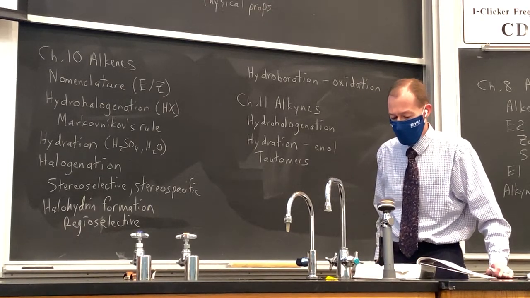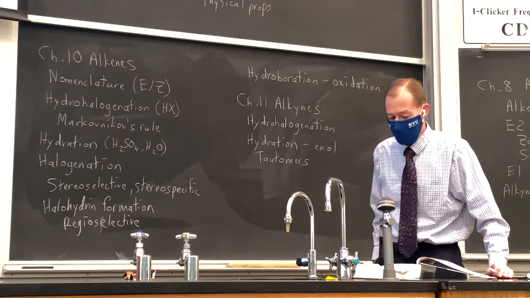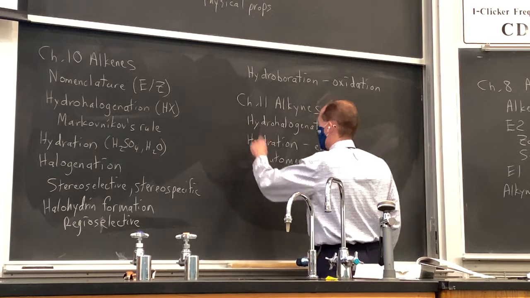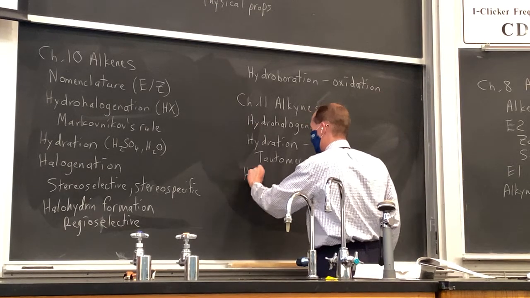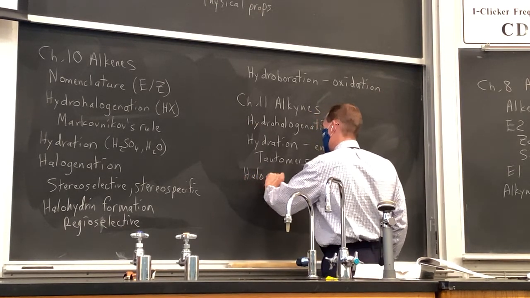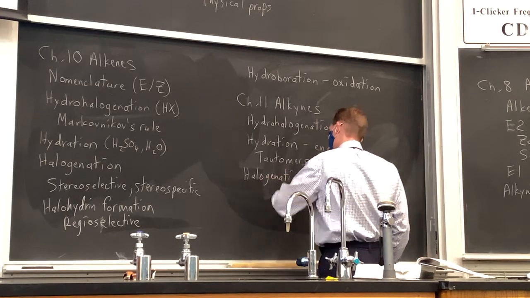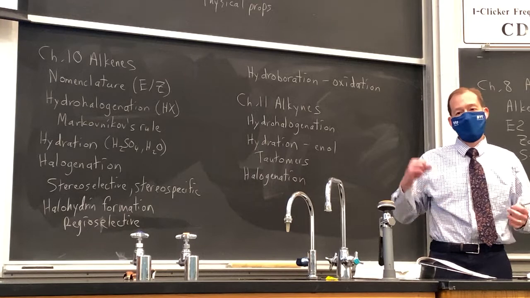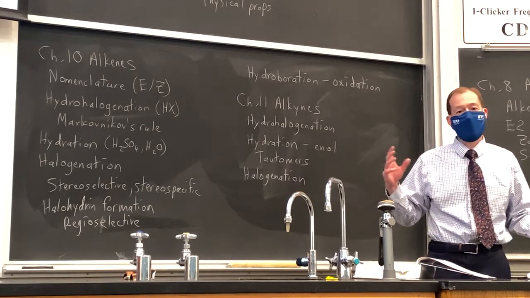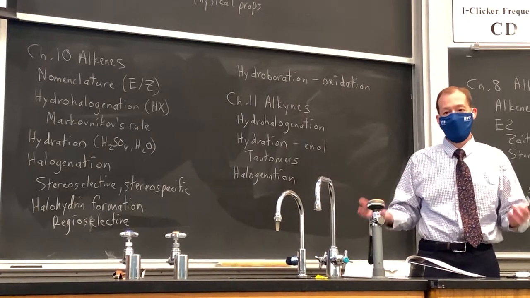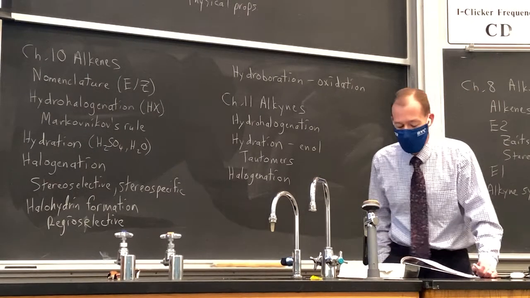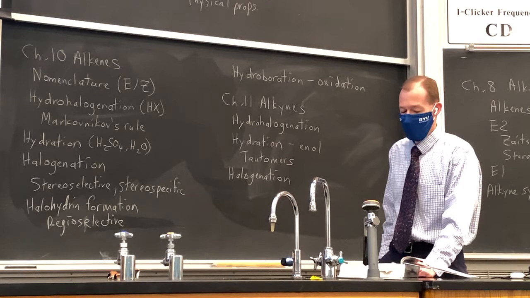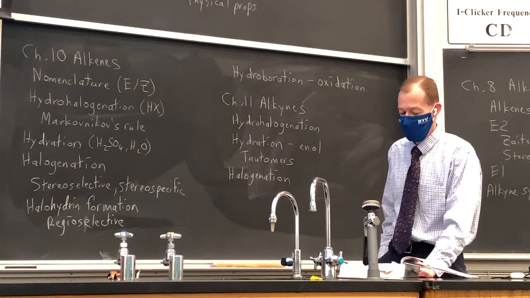And then we had the halogenation. I think I got halogenation and hydration out of order, but we had a halogenation of alkynes as well. One equivalent would give you a trans vinyl dihalide. 2 equivalents will give you a tetrahalide species. Very similar mechanism to the halogenation of alkenes.